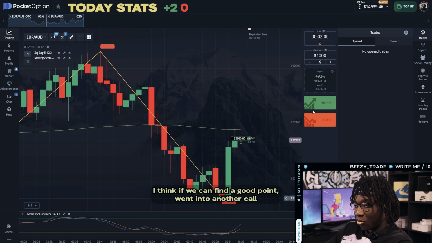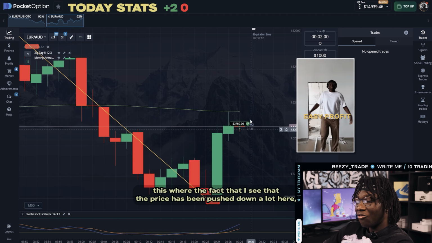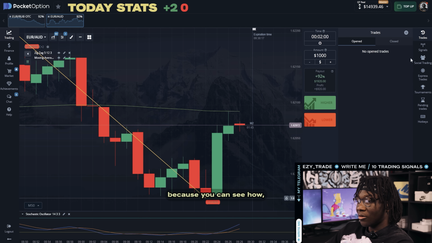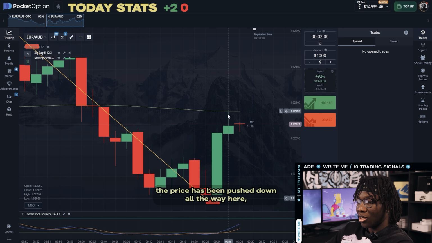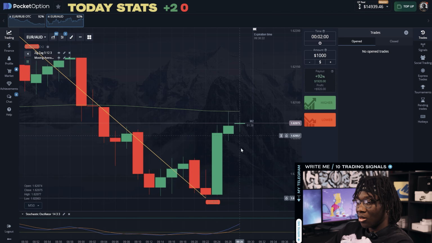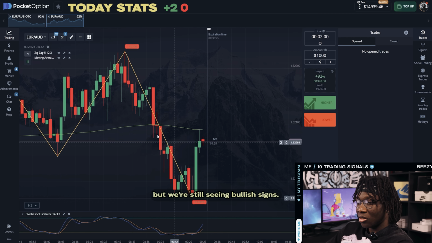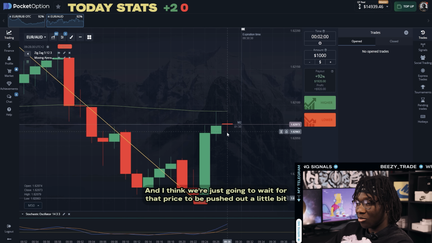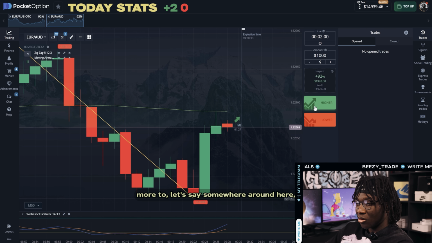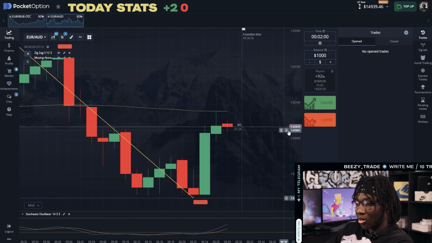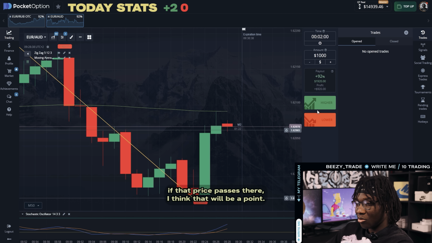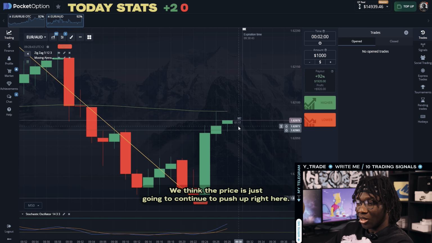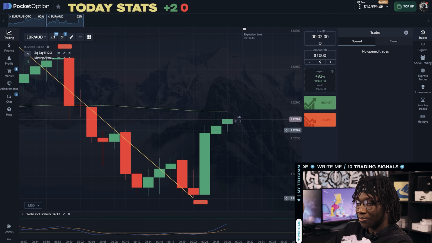I think if we can find a good point, we enter into another call. Despite the fact that I see the price has been pushed down a lot here, because you can see how the price has been pushed down all the way here, we're still seeing bullish signs. But now we're just looking for the right entry point. And I think we're just going to wait for that price to be pushed down a little bit more to, let's say, somewhere around here. If the price passes there, I think that would be a great point to enter before we see that flip. But I think we've seen that flip right now. I think the price is just going to continue to push up right here.